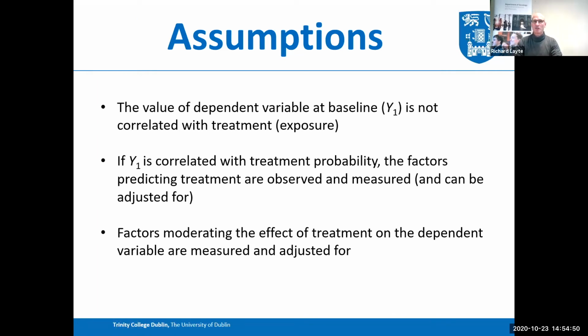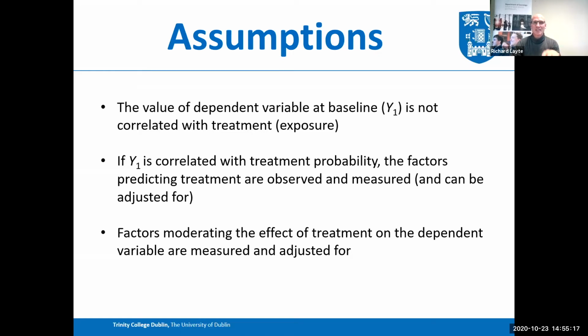But it does make quite a lot of assumptions, okay? The standard assumption is that the value of that dependent variable at baseline is not going to be correlated with the treatment, okay, or exposure. So that's a big assumption. You're assuming that the level of that dependent variable isn't correlated in some way with exposure to the treatment at some point.